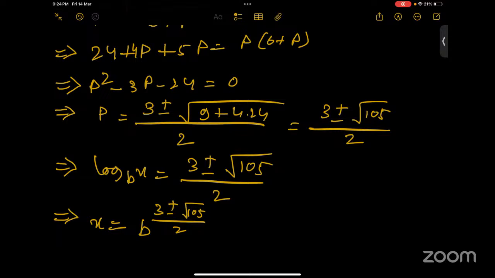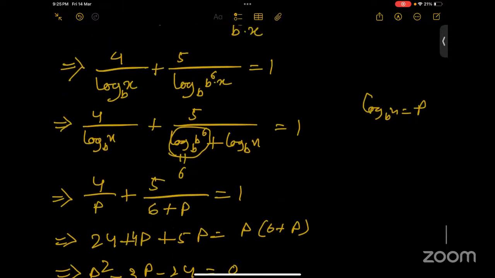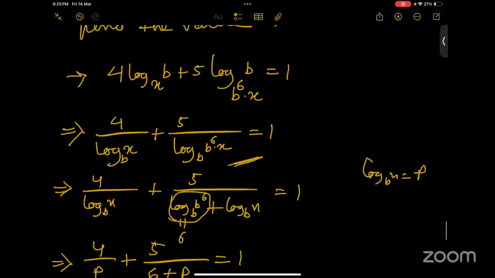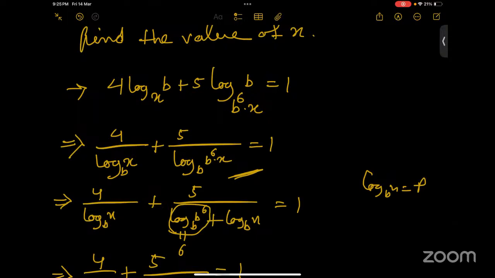Ma'am, that first step I didn't understand. Can you go back slightly? Which one? The second equation. When you said 5 divided by log b base with b to the power of 6, I applied the change of base formula and took the base as b. That will be equal to 4 into log base b of b. Log base b of b is 1. So your numerator will become 4 into log base b of b.